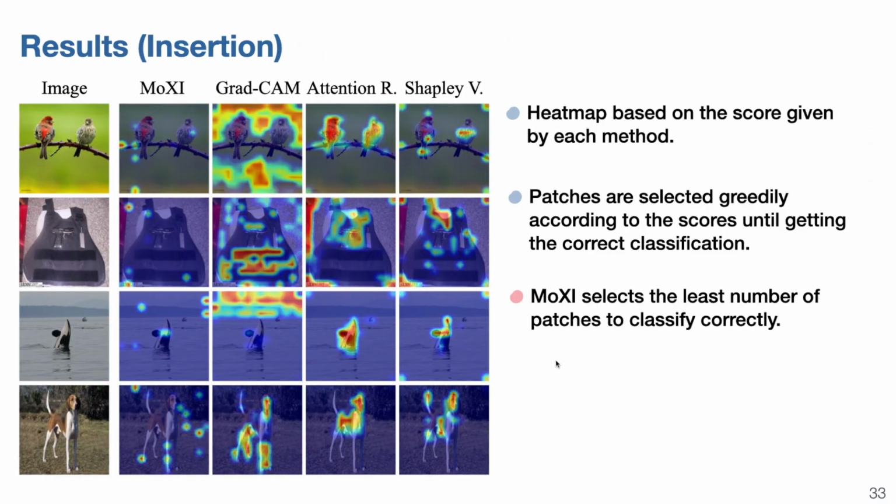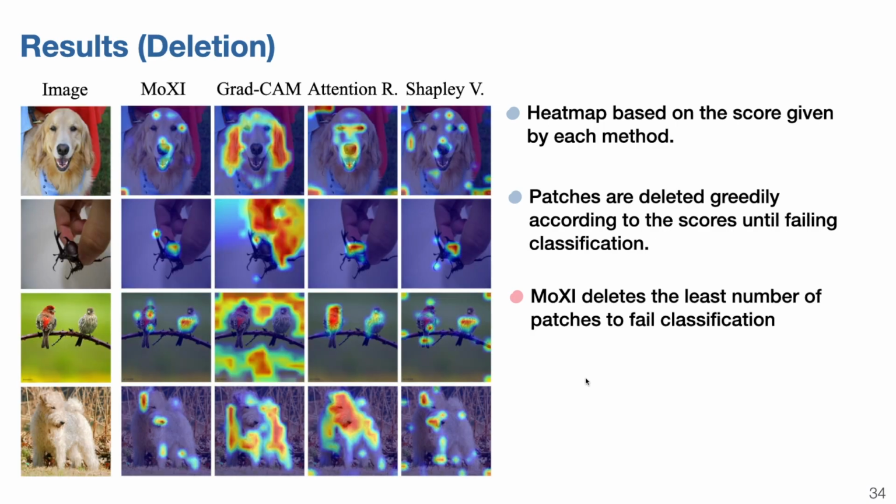Next, we show the visualization. The highlighted image patches are selected based on their contributions calculated by each method. For the insertion, patches are selected greedily according to the scores until getting the correct classification. As you can see, MOXIE selects the least number of patches to classify correctly. Conversely, for the deletion, patches are deleted greedily according to the scores until the classification fails. Then, MOXIE deletes the least number of patches to fail classification.